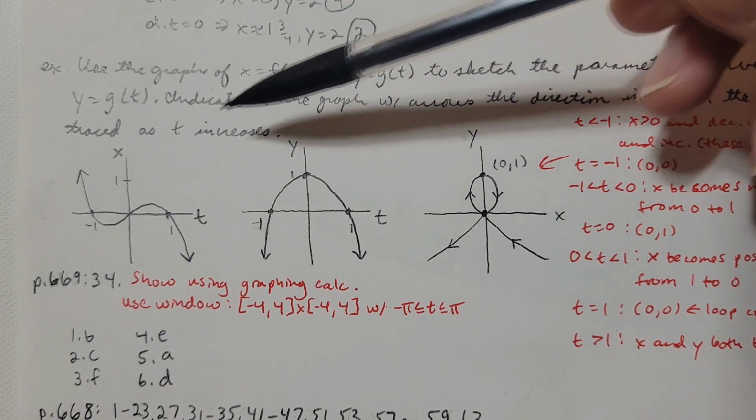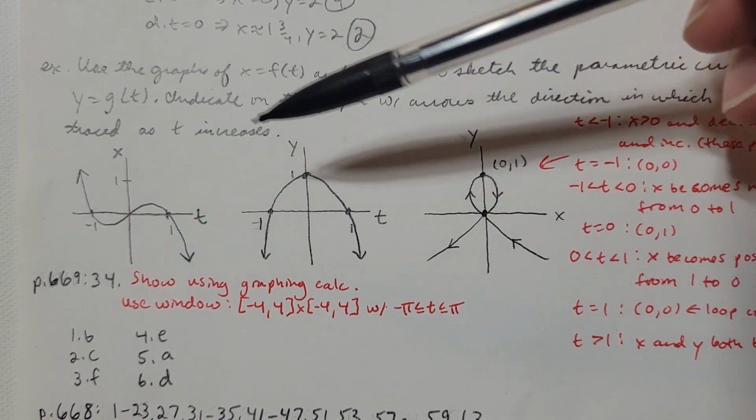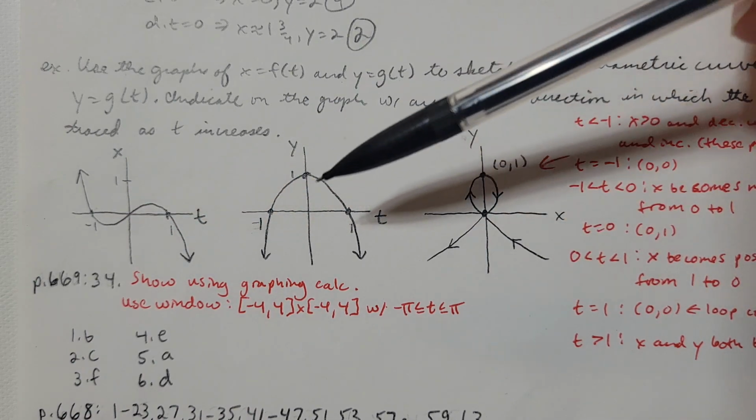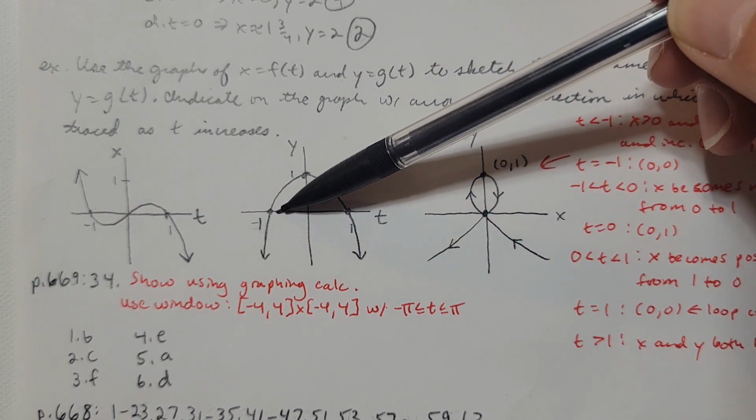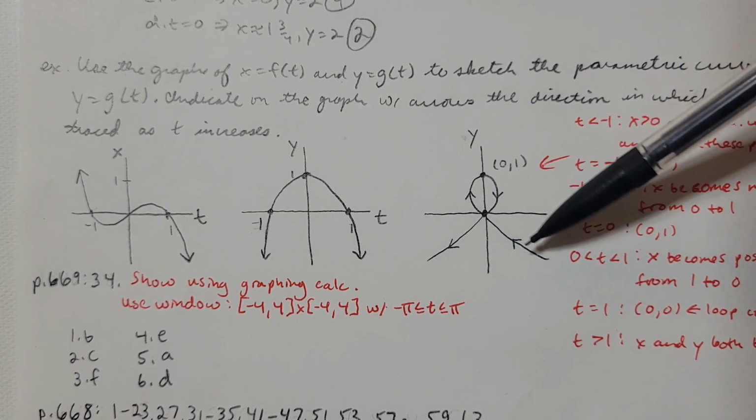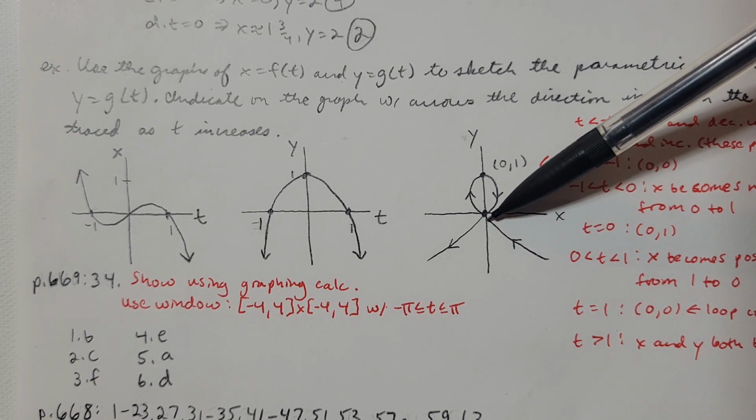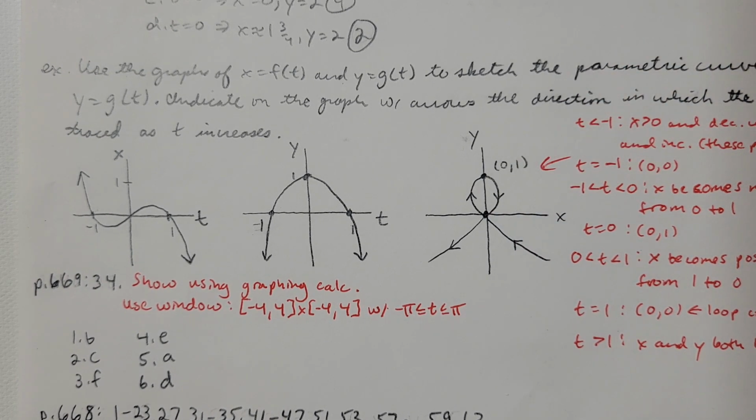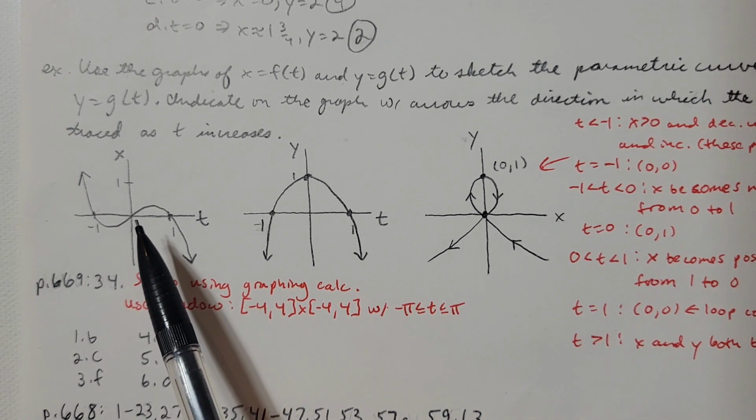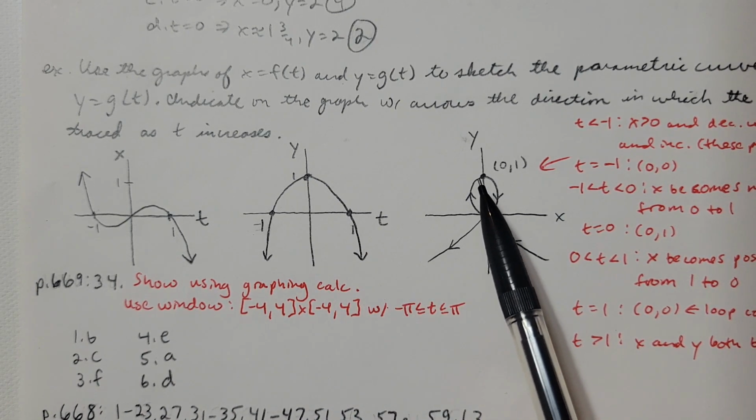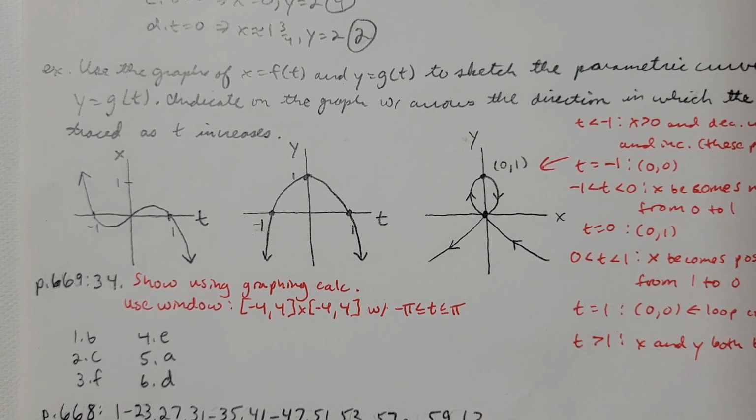If I let t be -1, x is 0, and y is 0 when t is -1. Okay, so we will cross the origin. So we're going to head upward there, and now we're at the origin. What if we let t be 0? x is 0, and y is 1. So there's the point (0, 1) on the graph.